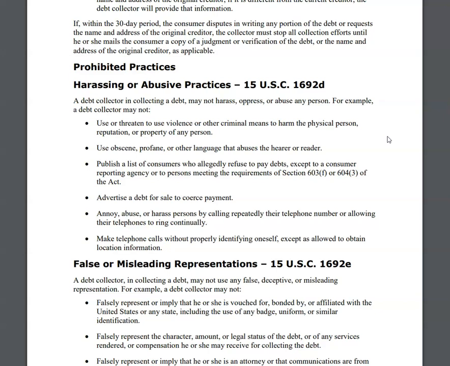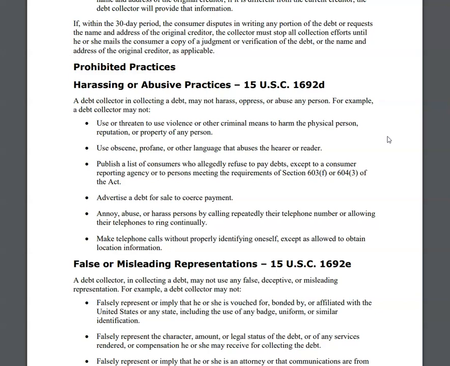Publish a list of consumers who refuse to pay debts except to a consumer reporting agency or to a person meeting the requirements of Section 603(f) or 604(3) of the Act.